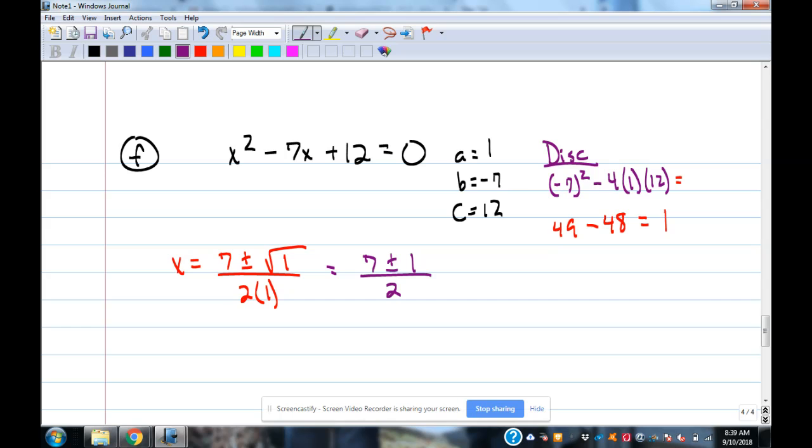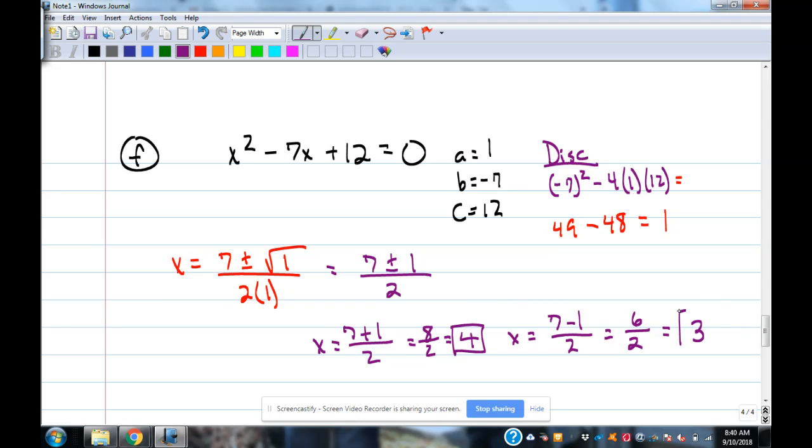Anytime that happens, you get a perfect square for your discriminant. Then go ahead and work that out. Do 7 plus 1 over 2, and do 7 minus 1 over 2, and work those out. So 7 plus 1 would be 8 divided by 2, which is 4. 7 minus 1 would be 6 divided by 2 is 3.